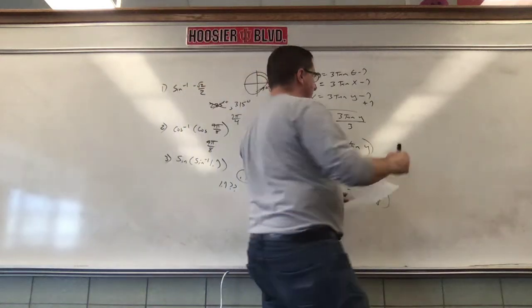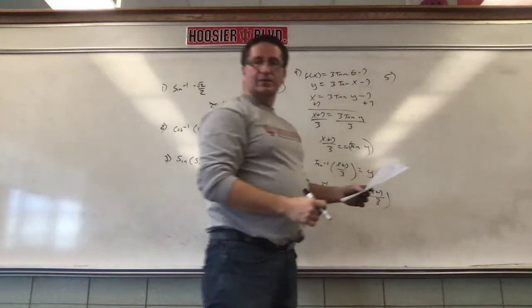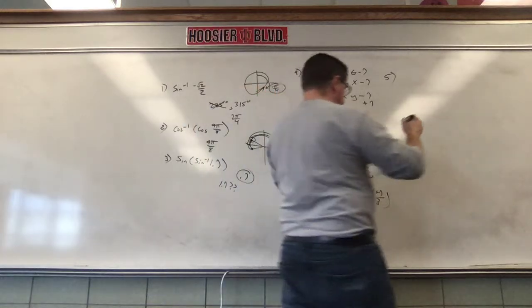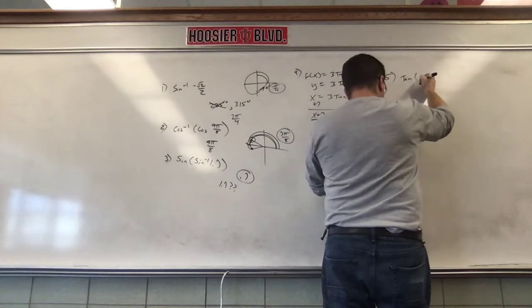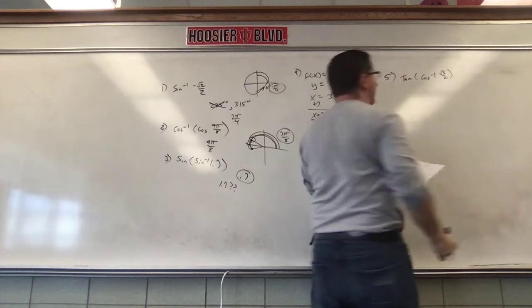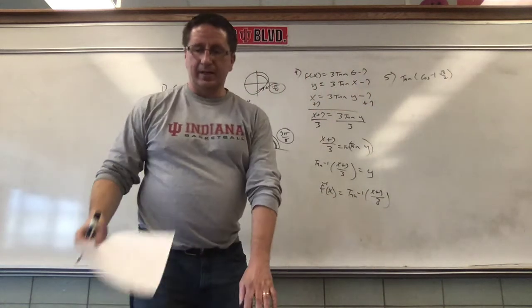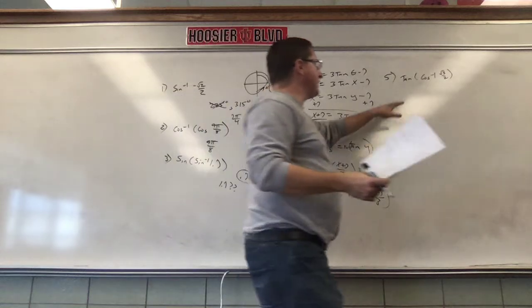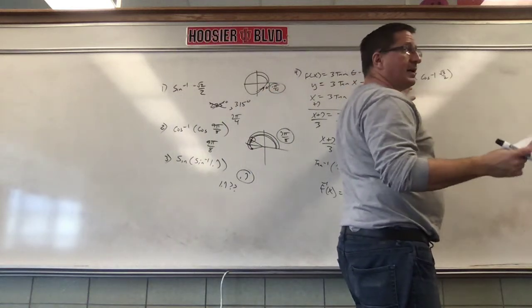Let's look at number 5. Question number 5. Can you still see me on the screen? Yes, you can. Okay. So tangent cosine inverse radical 3 over 2. Okay, so what they're asking is this, okay? They're saying cosine is radical 3 over 2. I want to know what the tangent is, okay?